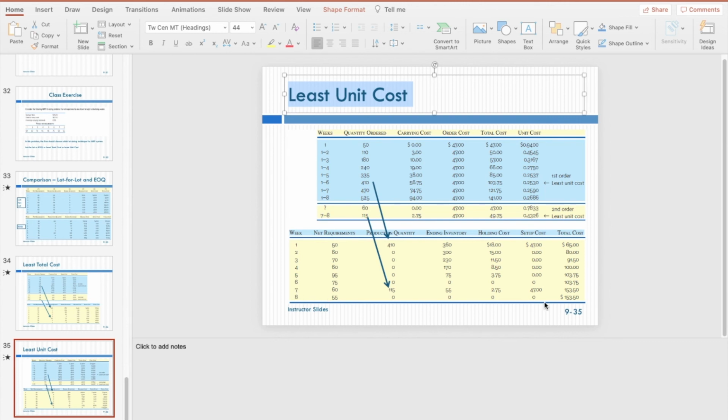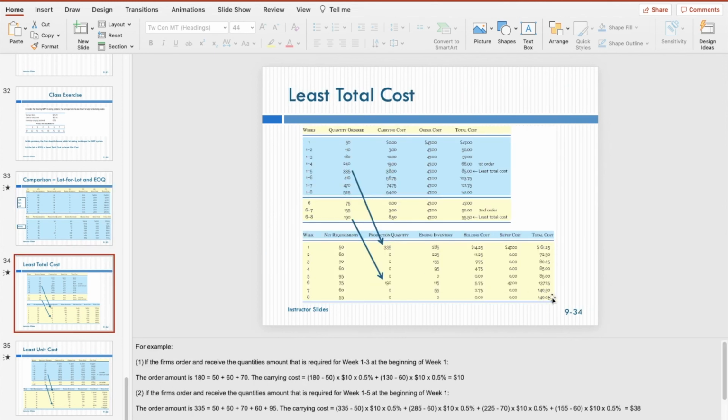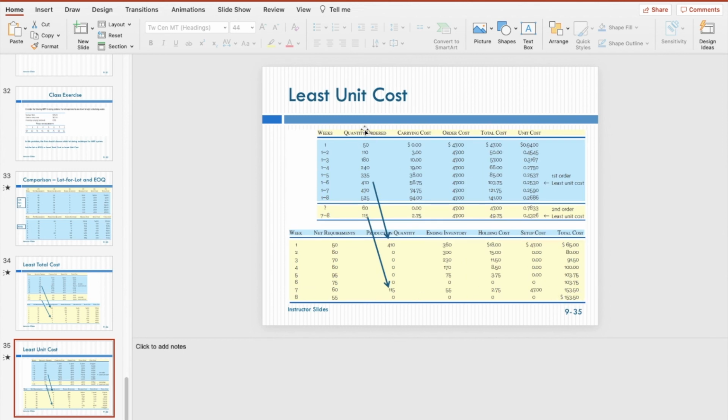Now, in week 8, finally you get 153.5. So this is the total for all of the weeks, from week 1 to week 8. In total, this will be 153.5. That's it. Now, if you look at all of these 4 different techniques, I have listed the corresponding results: 376 is for lot-for-lot, 171 is for EOQ, 140.50 is for least total cost, and 153.5 is for the least unit cost technique.